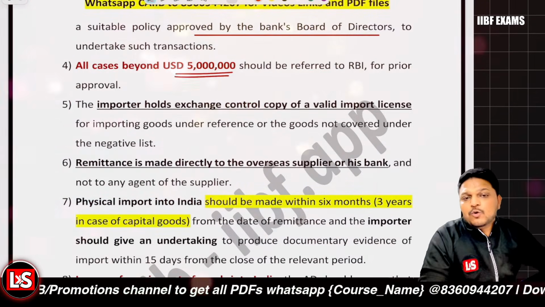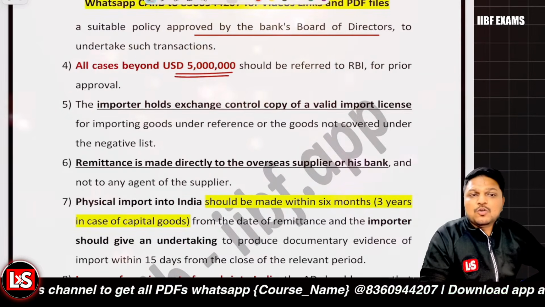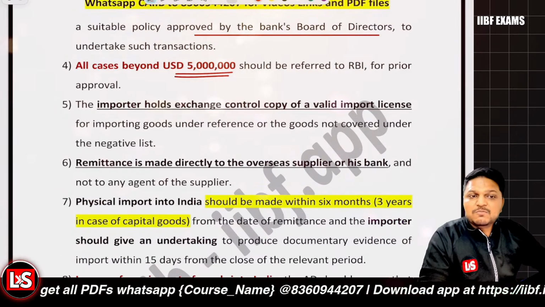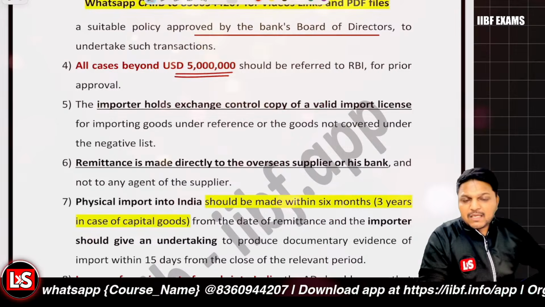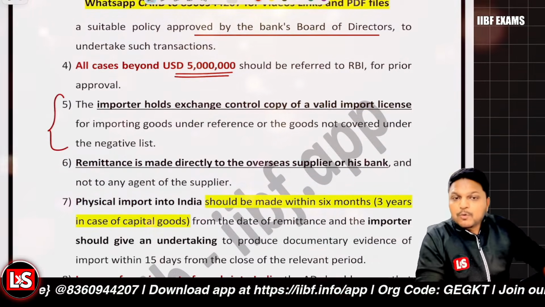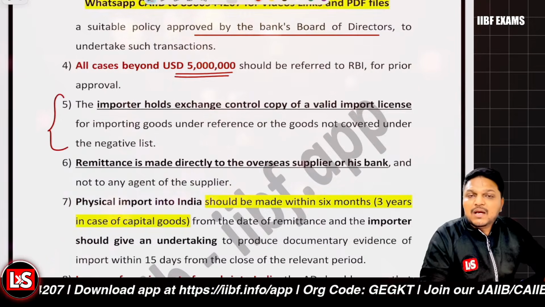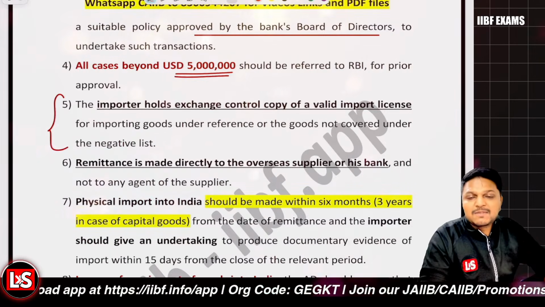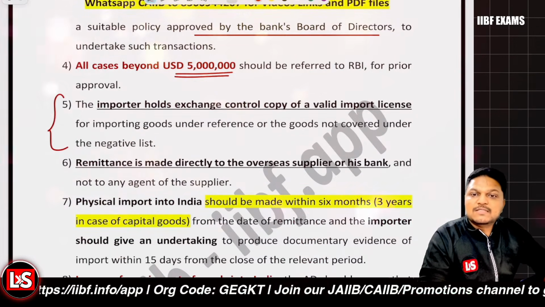And further, the importer must hold the exchange control copy of a valid import license. That must be there. If you are not dealing in OGL items, then you must have a valid import license, and the item should not be under the negative list. That is not allowed. You cannot make an advance payment for the same.